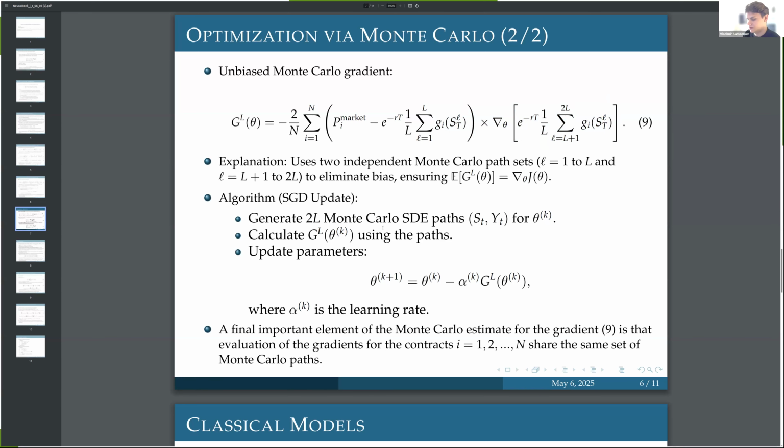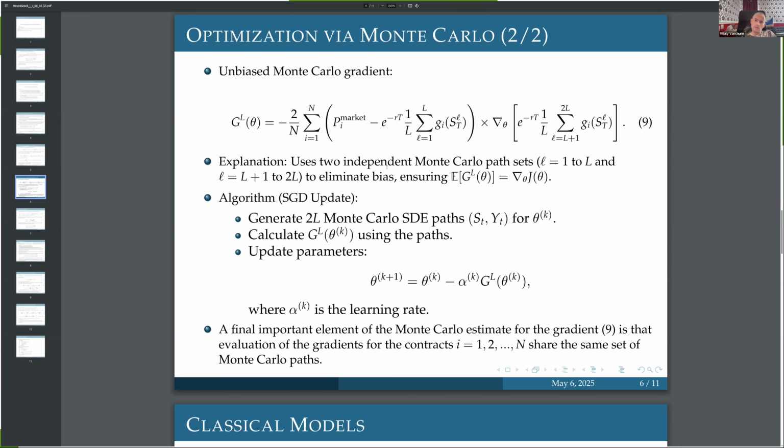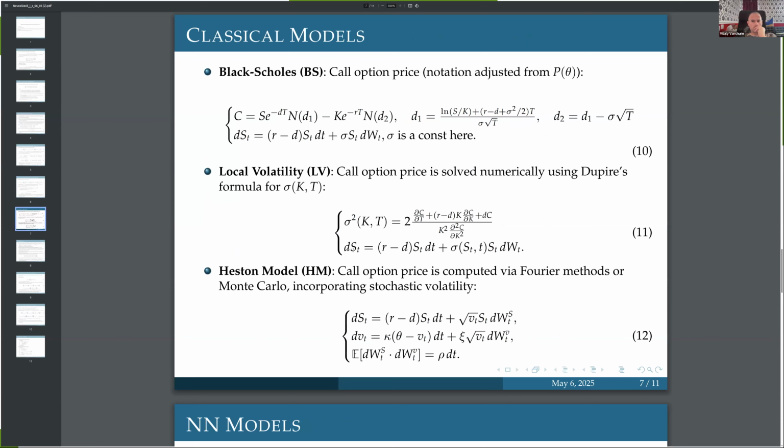Have they compared the biased and unbiased versions and seen which one is better? No, they didn't compare. They just used this approach. Okay, sure. Maybe they compared, I haven't seen. Yeah, we will see.